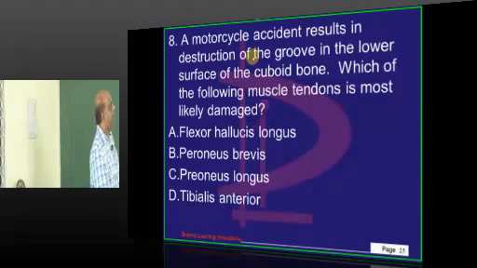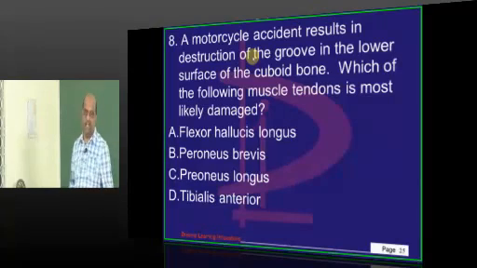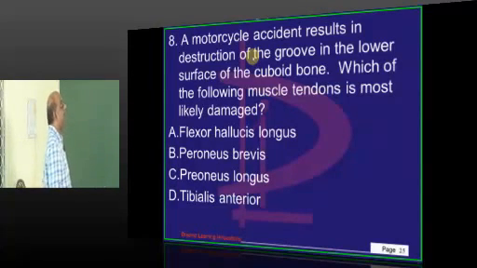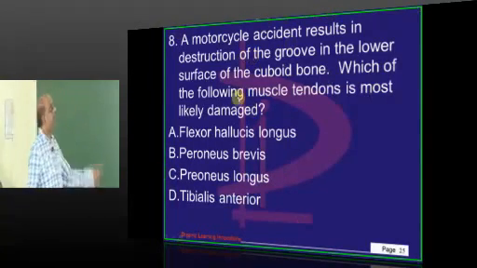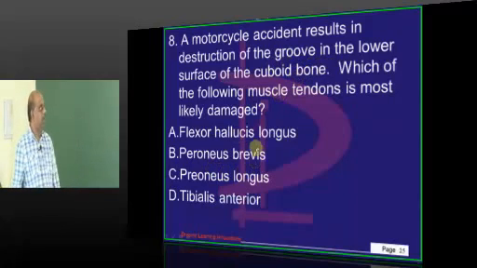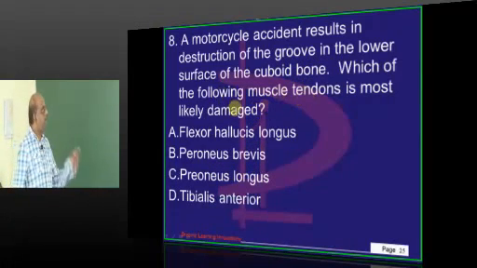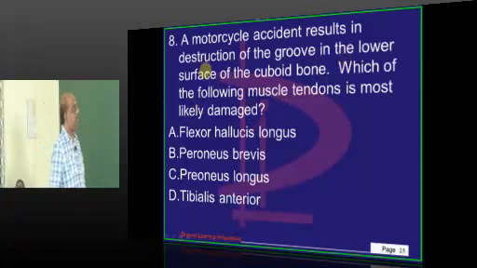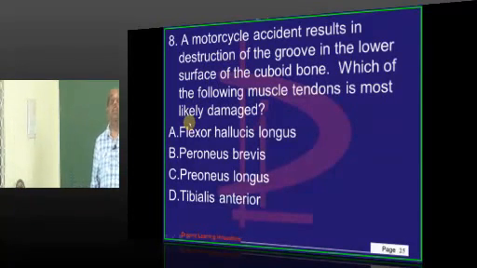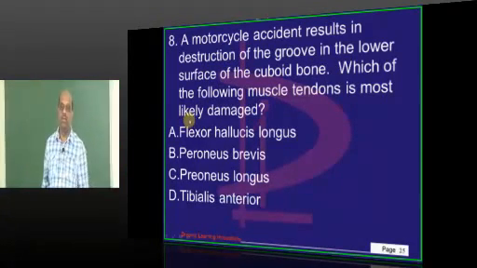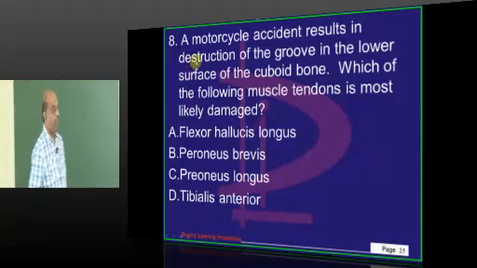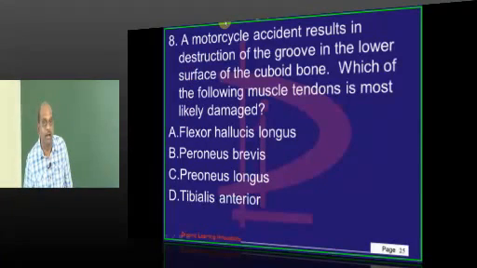There is a motorcycle accident and that results in the destruction of the groove of the lower surface of the cuboid. Which muscle tendon will be passing in a very close relationship and which bone is involved? Shoot your answer. Femida, your good name, doctor?